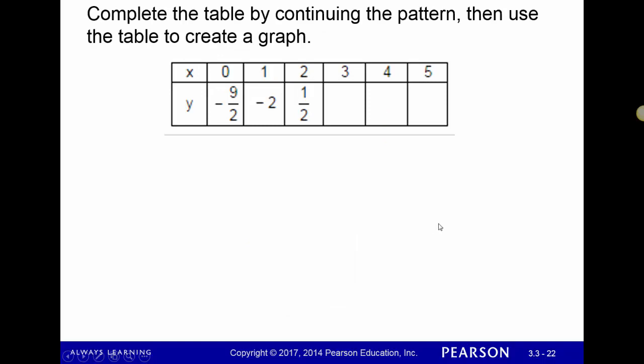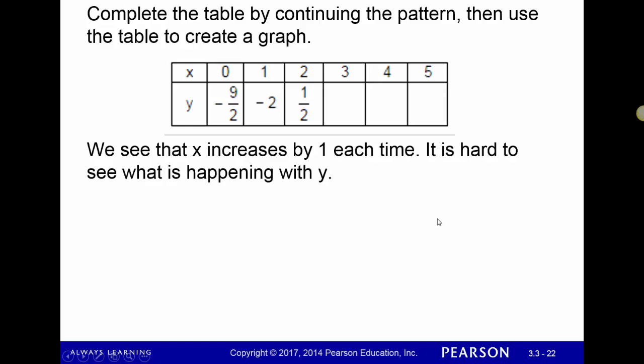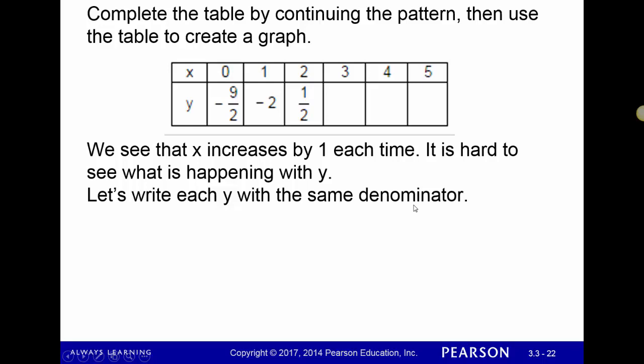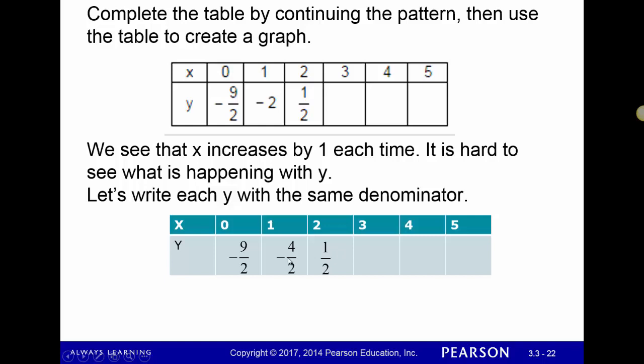Here's another example. Notice in this one we have fractions, which makes the problem a little bit harder. We can see that x is increasing by 1 each time, but it's a little harder to see what's going on with y. But if I change this number here, where x is 1, if I change that y value to a number with the same denominator as the other fractions on either side, I might begin to see the pattern. So I'm going to keep 2's in the denominator, and what's happening in the numerator? Here we're going from negative 9 to negative 5, which means add 5. Negative 4, add 5 gives me 1.